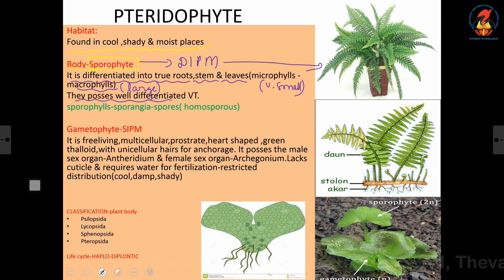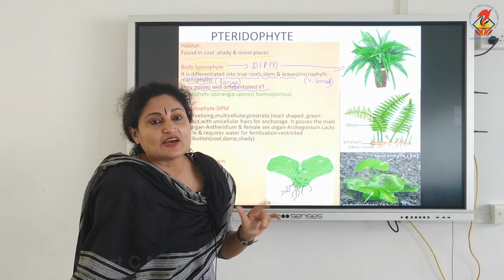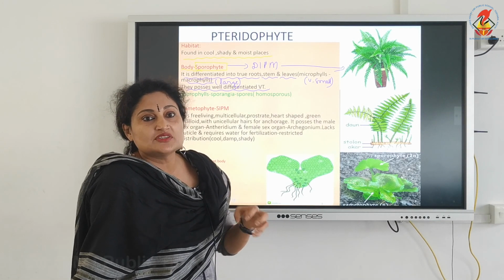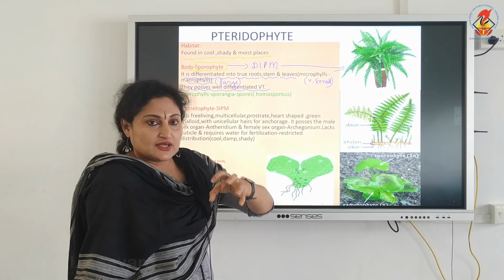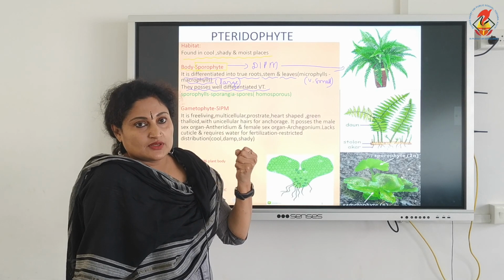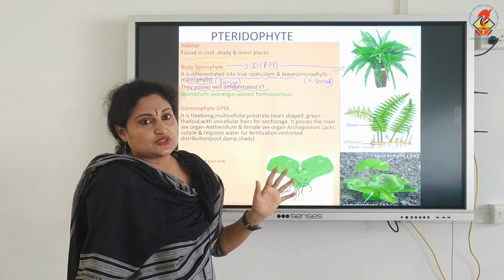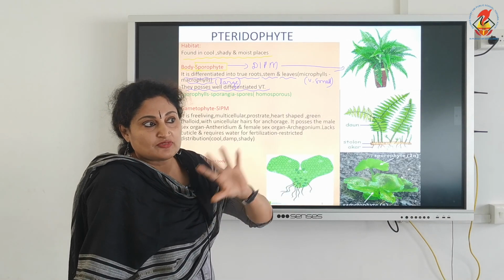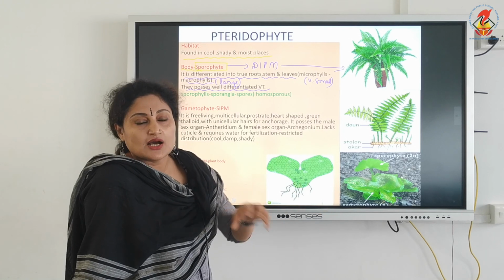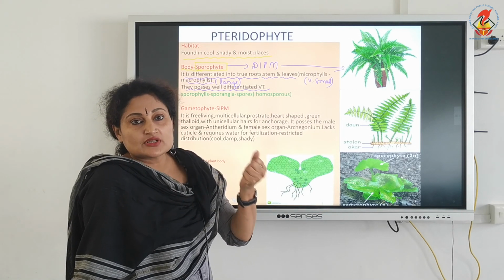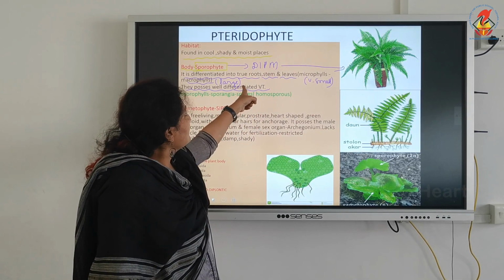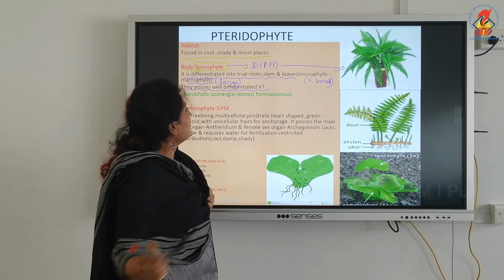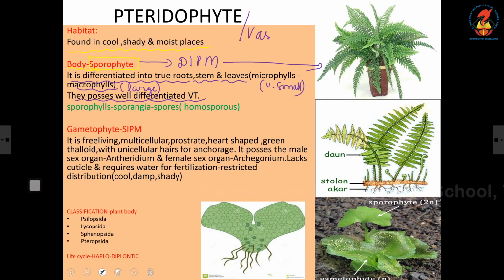They possess well differentiated vascular tissue. So what does this mean? Algae and bryophytes did not have vascular tissue. They absorbed water directly with the help of rhizoids. Bryophytes, with the help of rhizoids, they drew the water. So they lack vascular tissue, very important. Bryophytes, though they are found on damp surface, they use water for fertilization. Water is obtained with the help of rhizoids, not with the help of vascular tissue. Vascular tissue is appearing in pteridophytes. Therefore, pteridophytes are also known as vascular plants.